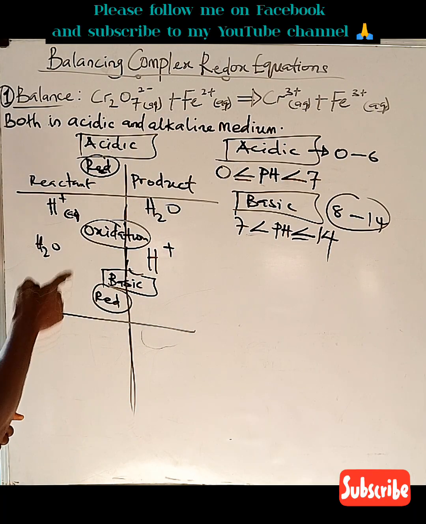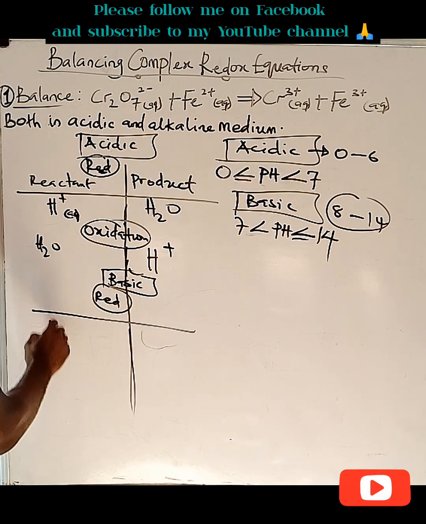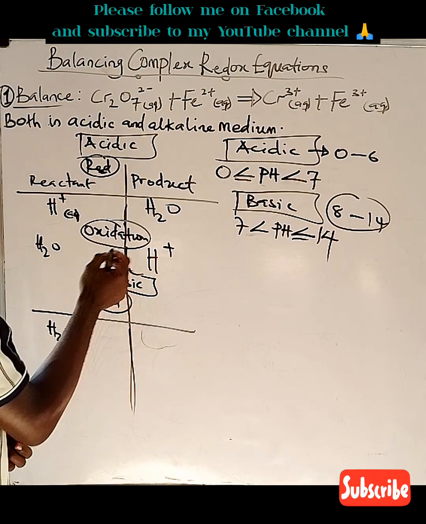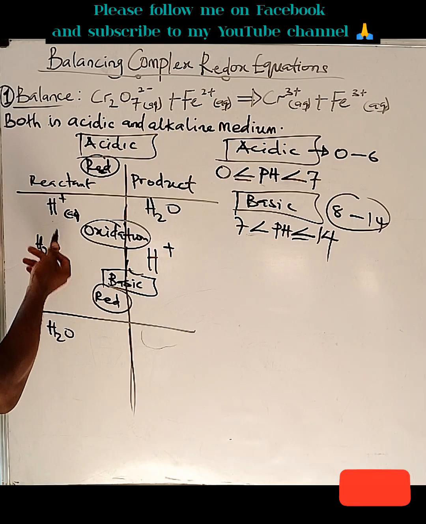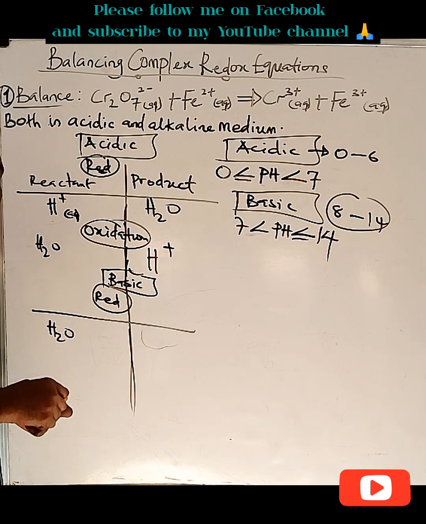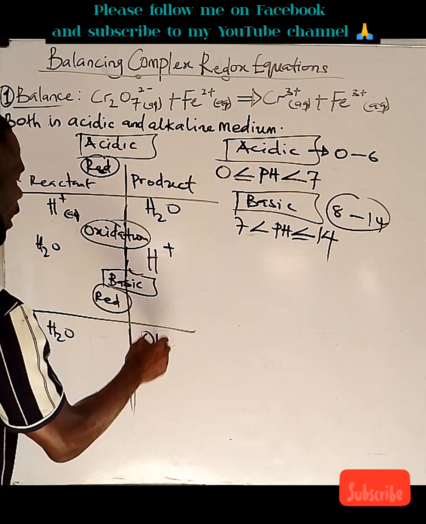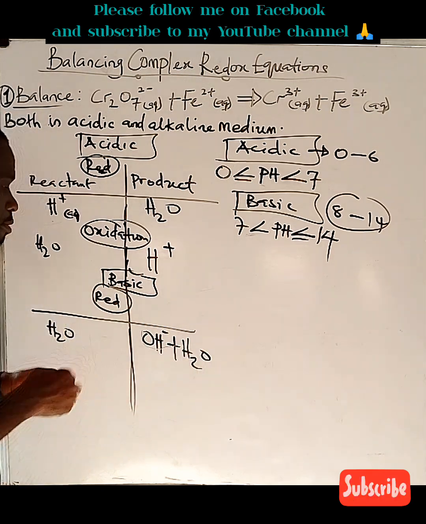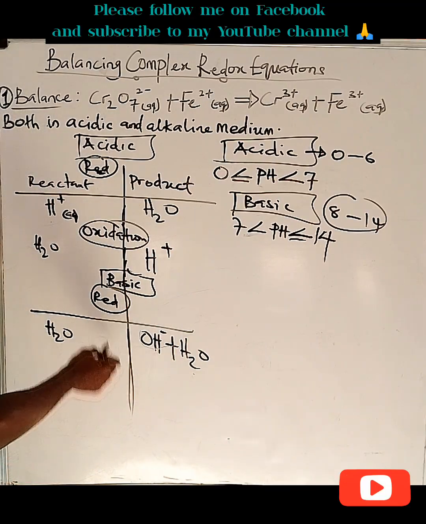On the reactant end, we're going to do something different. We're going to add water first to the reactant, H2O on the reactant. And this time around, on the product end, we are not adding hydrogen ion aqueous. The presence of hydrogen shows acidity. But this time around, we're going to be adding hydroxyl ion, OH minus, plus water. We're not adding only hydroxyl ion, we're adding hydroxyl ion accompanied by water. So that's what we're going to do on the reduction end.